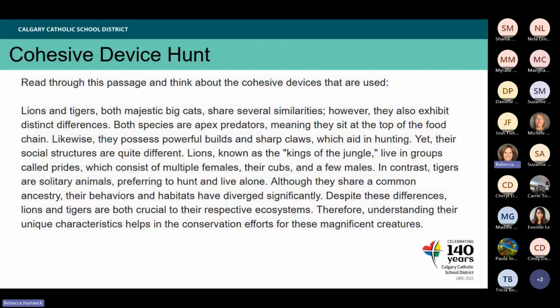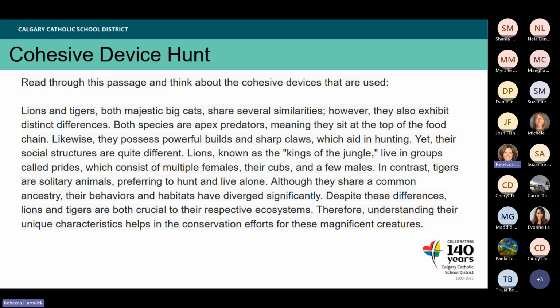Okay, we're going to start here with a cohesive device hunt. So the job here is to read through the passage and think about the cohesive devices that are used. I'll read it out loud to you just in case you can't see it well on your screen. And then you can just make note of the cohesive devices yourself, or if you feel comfortable, you could pop some into the chat. And then we'll discuss them afterwards. So I'll just read the passage so you can hear it.